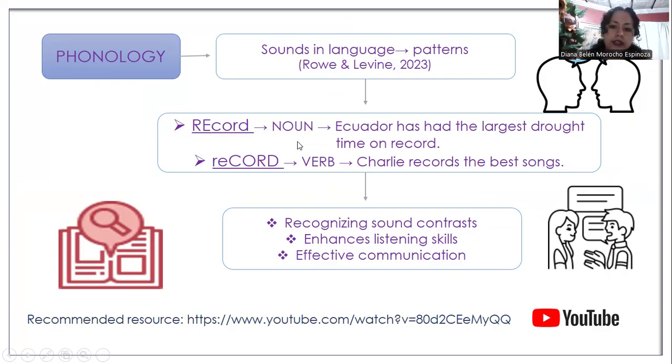So record is a noun which has stress on the first syllable. For example, Ecuador has had the largest drought time on record. And record, which is a verb, has the stress on the second syllable. For example, Charlie records the best songs. Okay. Stress patterns are a key aspect of phonological rules and play a crucial role in understanding spoken language.